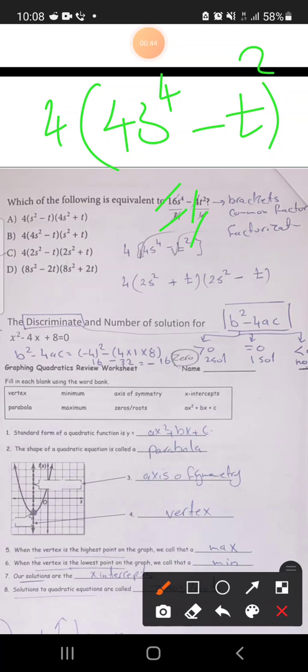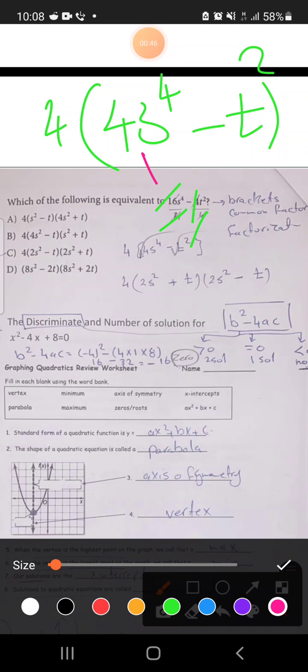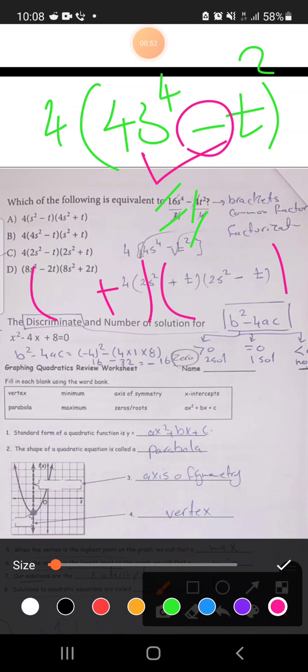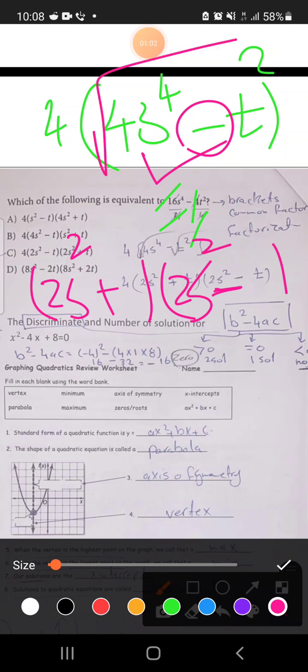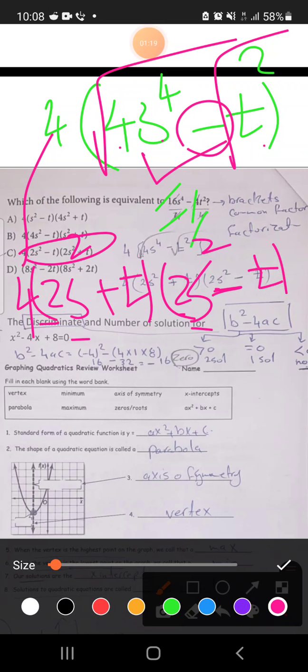Remember when I told you, if you see that you have two terms and inside negative, you will make two brackets, one positive and the other negative. Do you remember? 4s power 4 equals, square root of 4 is 2, square root of s power 4 is s squared, so 2s squared. What about t squared? Square root of t squared is t. So the answer will be here C, as 4 will be here too.